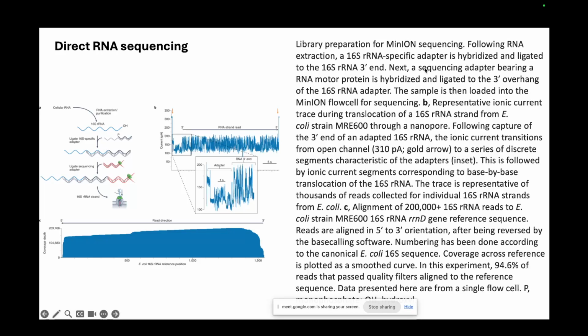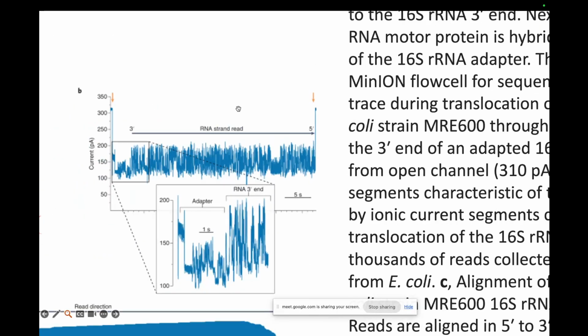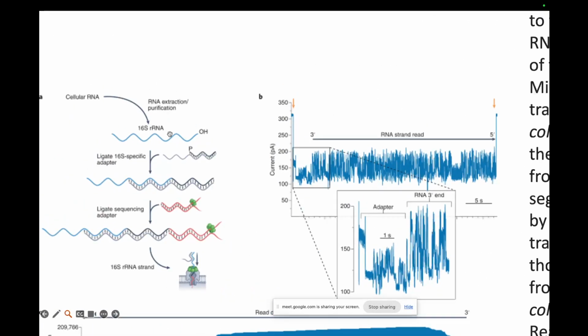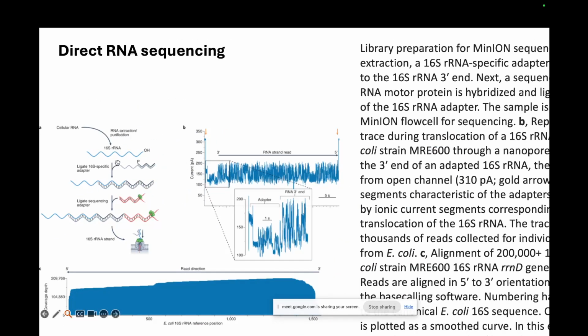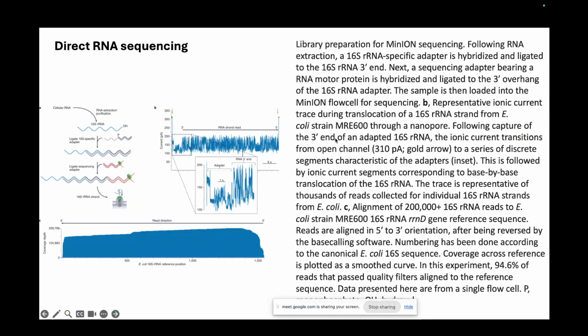MinION is basically a machine from Oxford Nanopore again. So they have done a sequencing of 16S rRNA. So you have a 16S rRNA that you are wanting to sequence. So you add a sequencing adapter bearing RNA motor protein and hybridize and ligate it to the 3' overhang of the 16S rRNA, and then the sample is loaded into this particular flow cell for sequencing.